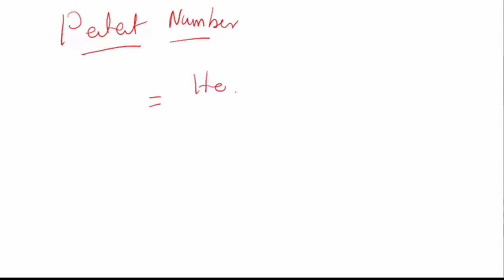Okay, next, the Peclet number. These names are the inventors' names. Okay, in science, these names are the inventors' names: Prandtl is an inventor, Grashof is one inventor, Stanton and Peclet are the inventors of these numbers.